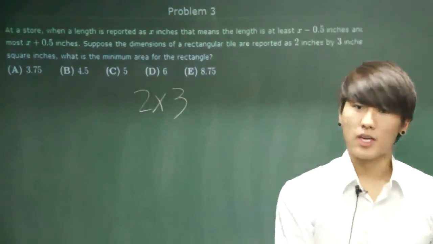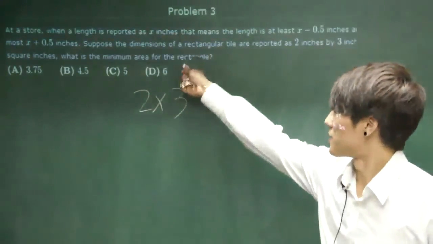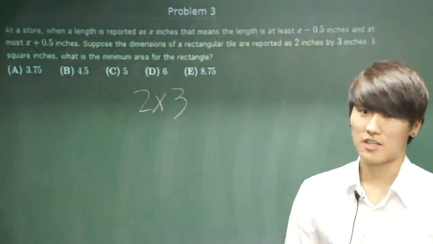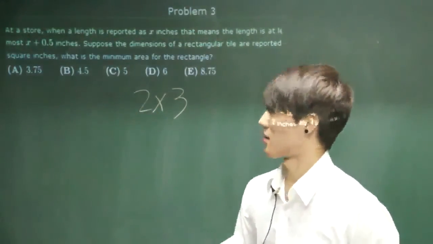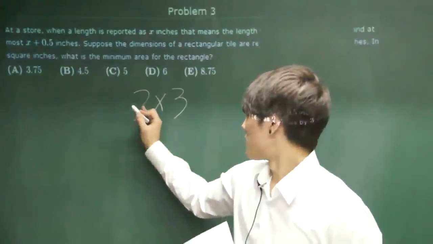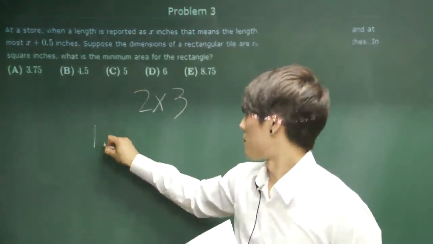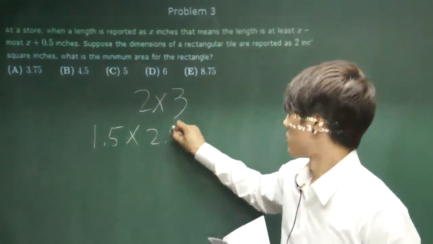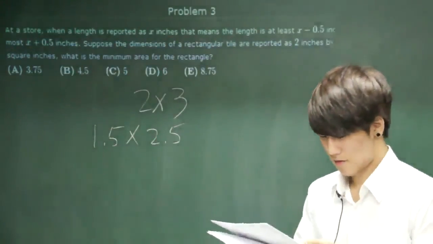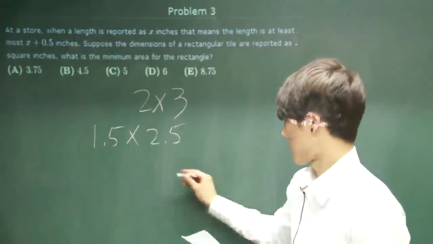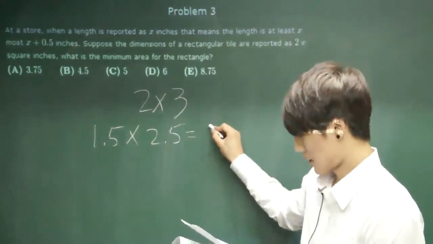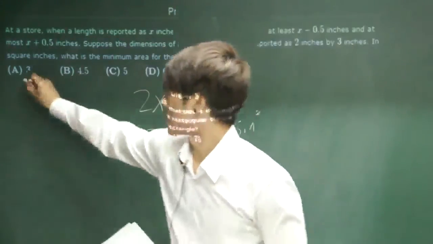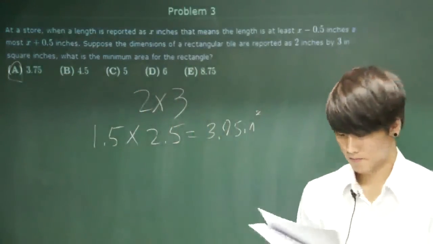2 by 3, but the store says it can be from X minus 0.5 to X plus 0.5. To get the minimum, you would have to get the X minus 0.5. So 2 minus 0.5, 1.5, 3 minus 0.5, 2.5. If you multiply these two together to get the area, length times width, it becomes 3.75 inches squared, choice A.